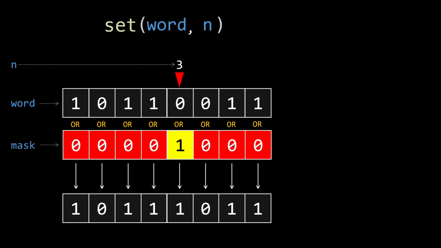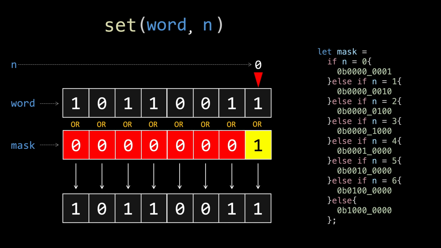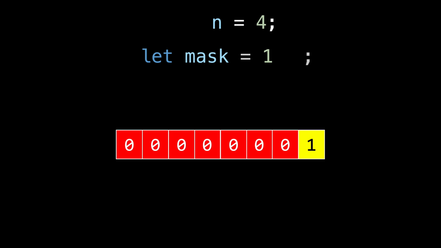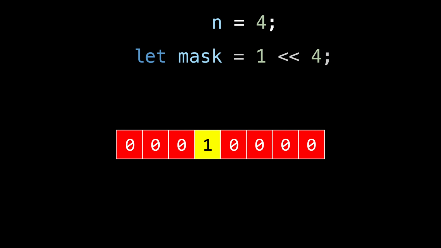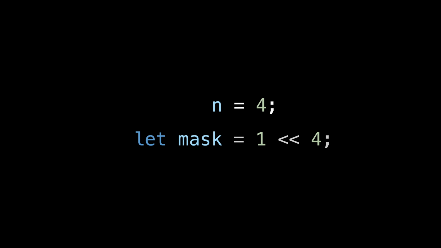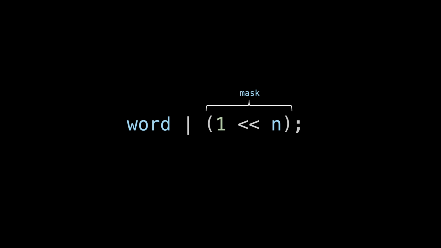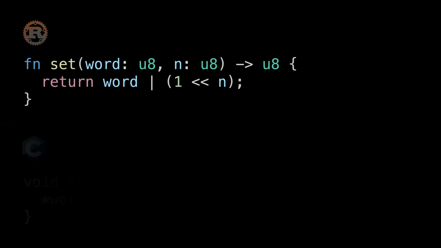Now notice that we need a different mask for each bit position. That would be tedious to type manually. So to generalize the process, here's what we do. We start with the number 1, binary 00000001, and shift it to the left n times. So, for example, if we want a mask for the bit in position n equals 4, we shift left 4 times, and that's our mask. So, in general, to set a bit, we left shift the number 1 n positions, and then OR that mask with the original value, and that's the implementation of the set function.